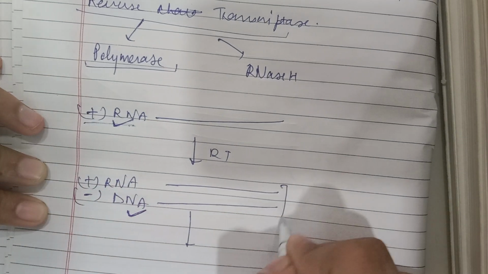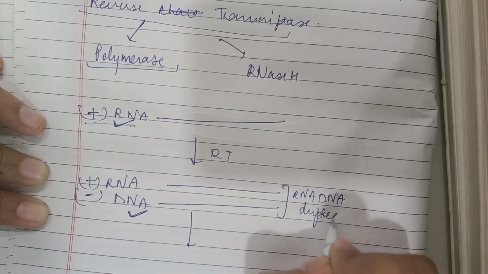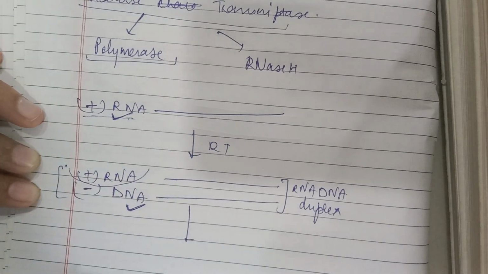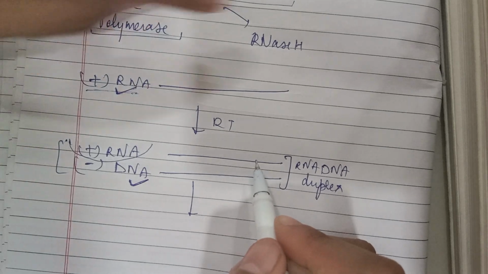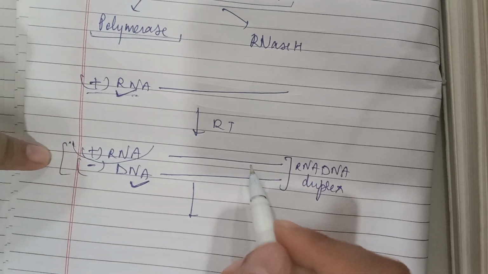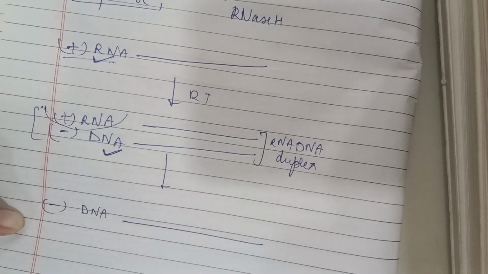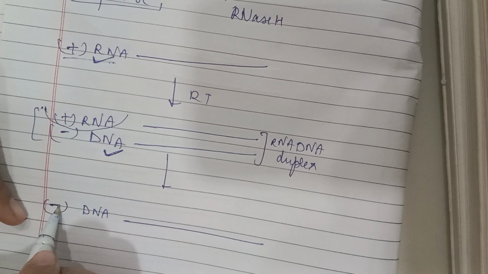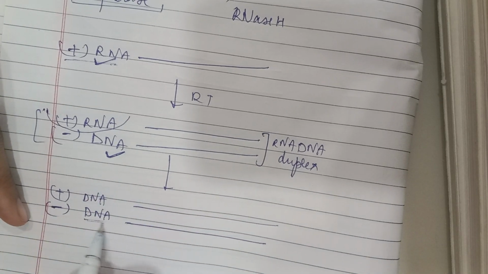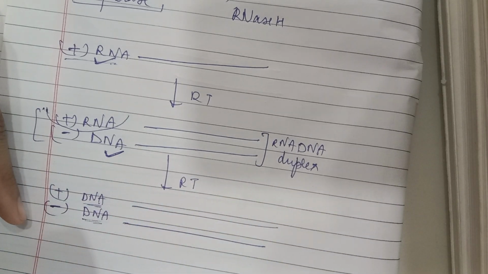Then, since this RNA-DNA duplex is very unstable, as RNA and DNA cannot be bound for a longer time, this RNA component needs to be removed. The function of RNase H activity in reverse transcriptase is to remove the RNA component of this duplex. Again, we are left with a single strand of DNA. Now, this minus sense DNA will act as a template for the synthesis of plus sense DNA. This is DNA dependent DNA synthesis, again using the polymerase activity of reverse transcriptase.